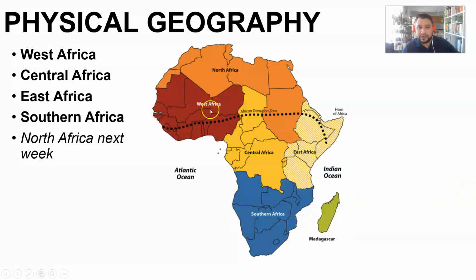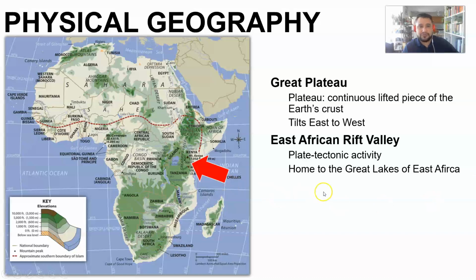Here, we're only focusing on the regions that are south of the Sahara, which is why this is called Sub-Saharan Africa. When we look at the continent, it has a great plateau in the southeast. We see a continuous lifted piece of the Earth's crust as the plateau, and the continent tilts from east to west, as this arrow implies.